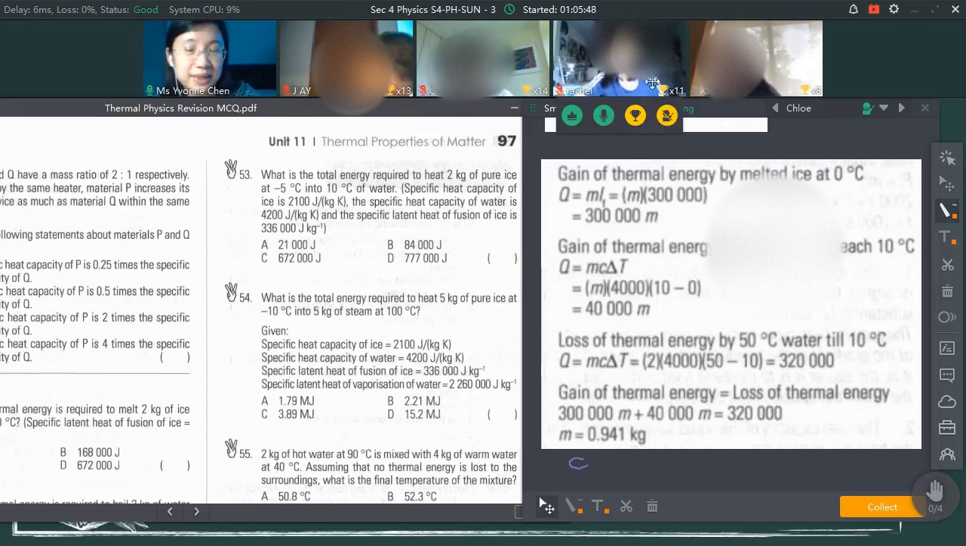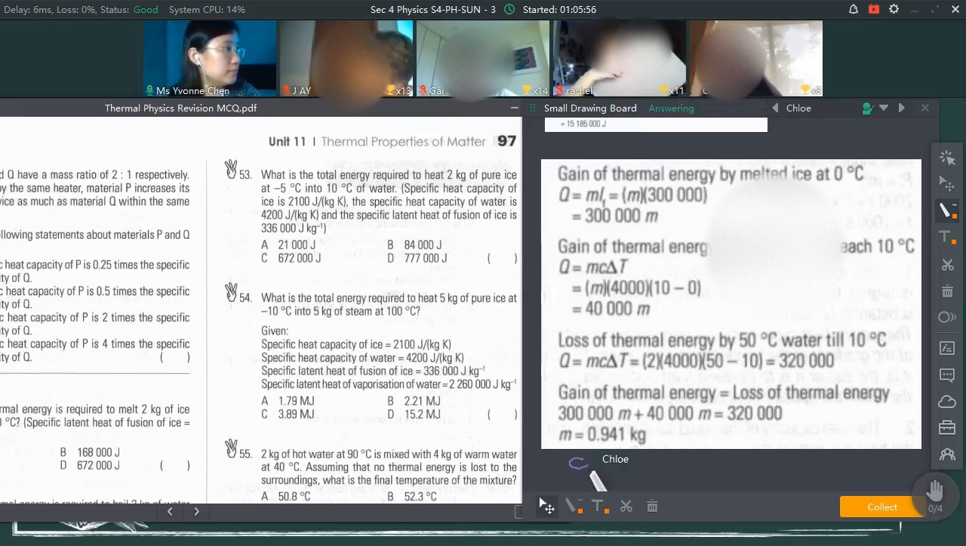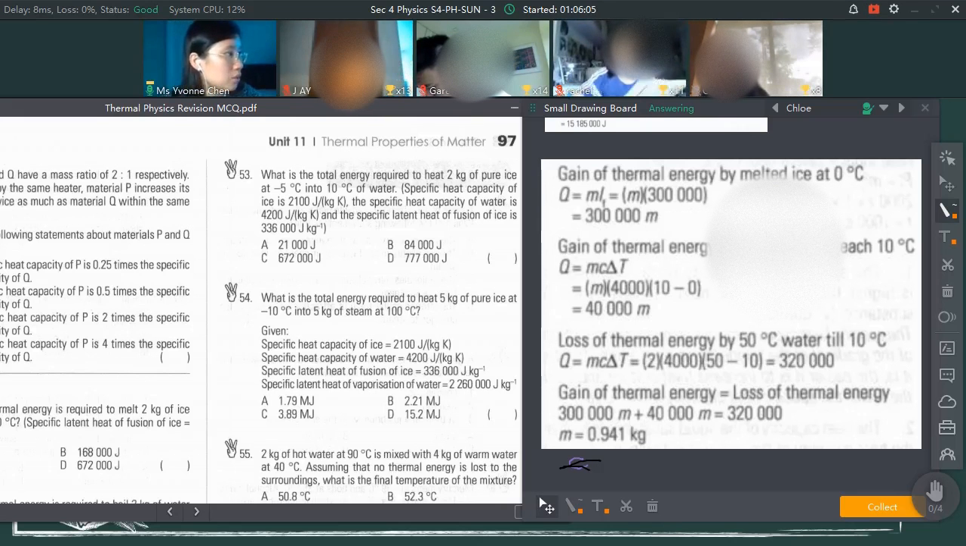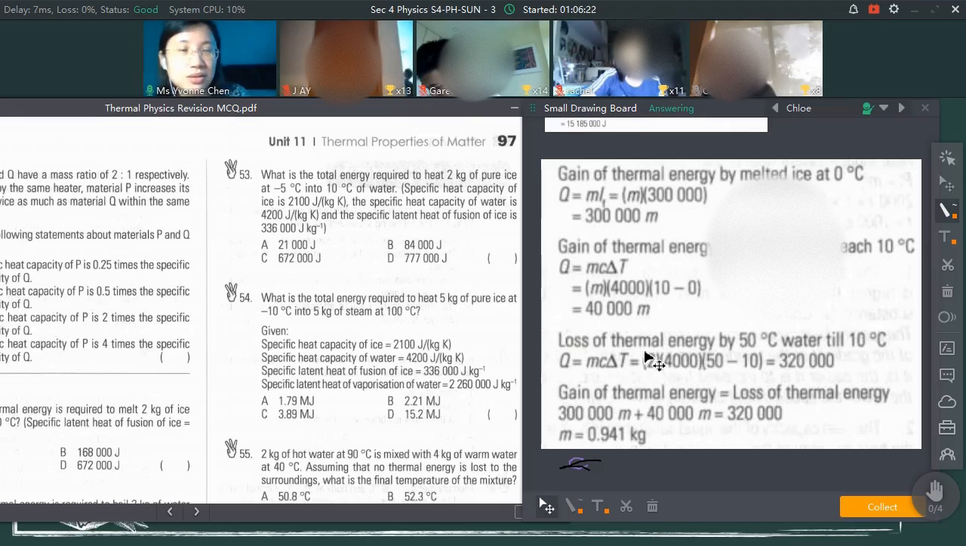Chloe and Rachel, I have pasted the working on your drawing board. You can take a look at the working. So for question 58, the ice will gain energy to melt first, then increase in temperature. The water will provide energy, or lose energy, to the ice. So you have to find the energy required for the ice to melt first. Then is the change in temperature part. The ice only changes temperature after it has been completely melted. Okay.